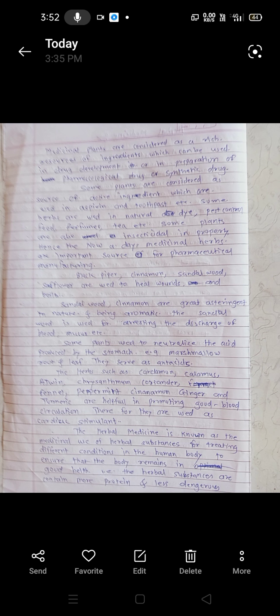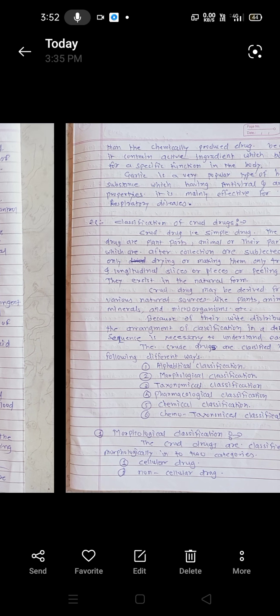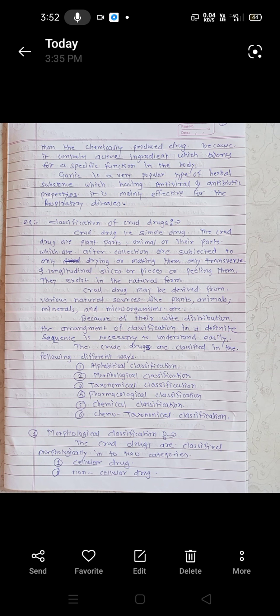Garlic is a very popular type of herbal substance which has antiviral and antibiotic properties. It is mainly effective for respiratory diseases. In this way, pharmaceutical drugs or herbal drugs are very important to human beings.